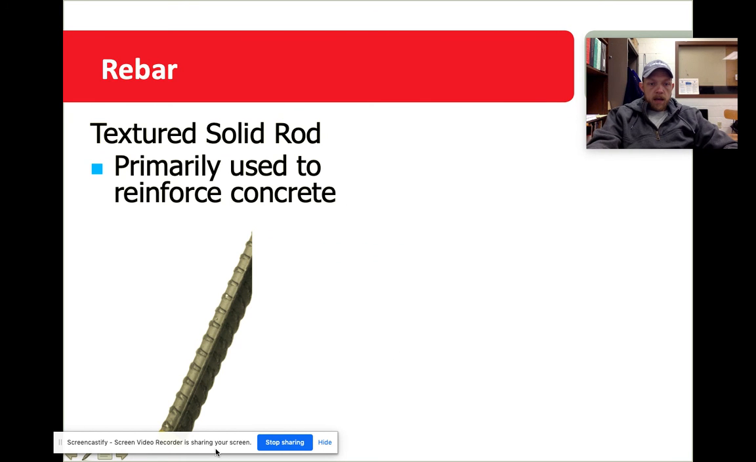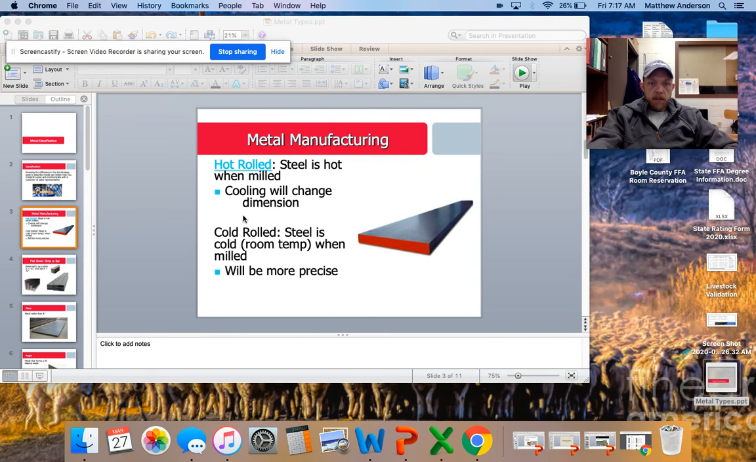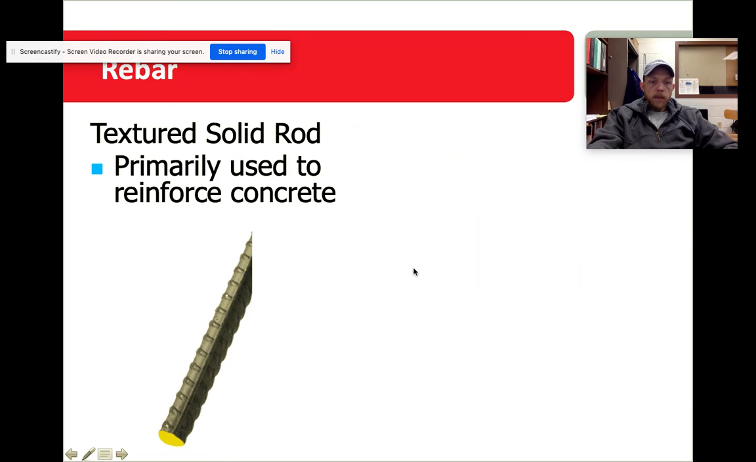Rebar. Let me move this. I don't know if that shows up on the video or not, but rebar is essentially a solid rod that we actually roll texturing into. And the reason that we roll texturing into this solid rod is to have more surface area. And that is because rebar is primarily used to reinforce concrete.